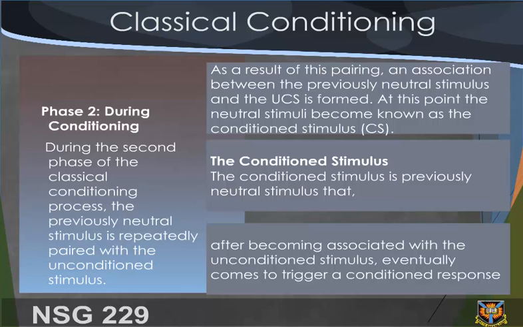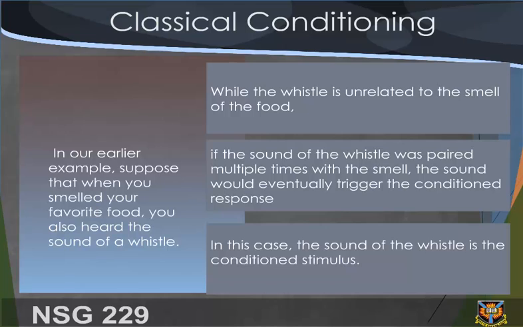The conditioned stimulus is a previously neutral stimulus that, after becoming associated with the unconditioned stimulus, eventually comes to trigger a conditioned response. In our earlier example, suppose that when you smelled your favorite food, you also heard the sound of a whistle, while the whistle is unrelated to the smell of the food. If the sound of the whistle was paired multiple times with the smell, the sound would eventually trigger the conditioned response. In this case, the sound of the whistle is the conditioned stimulus.